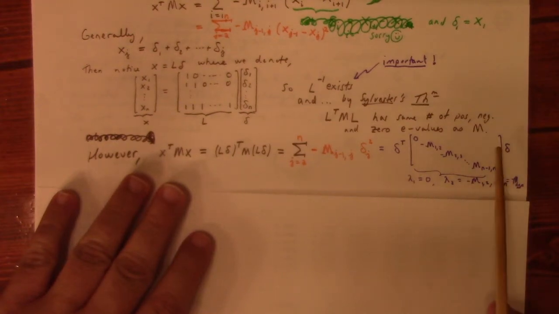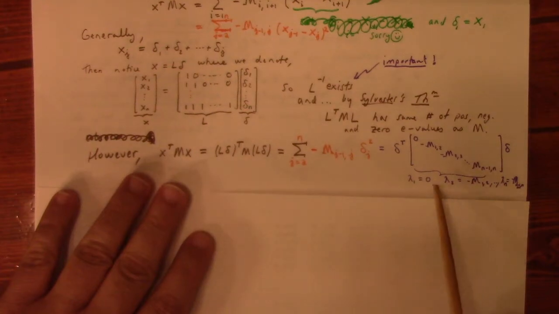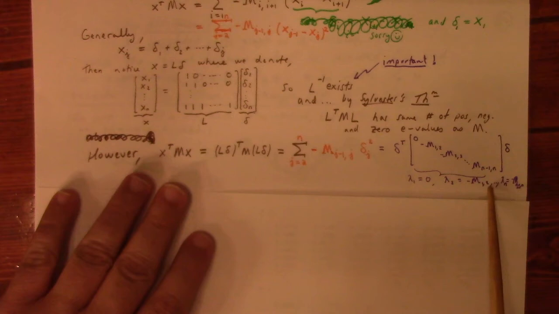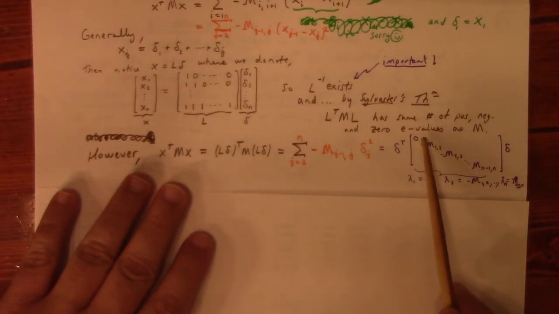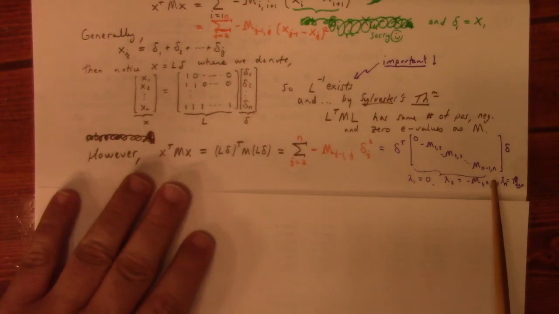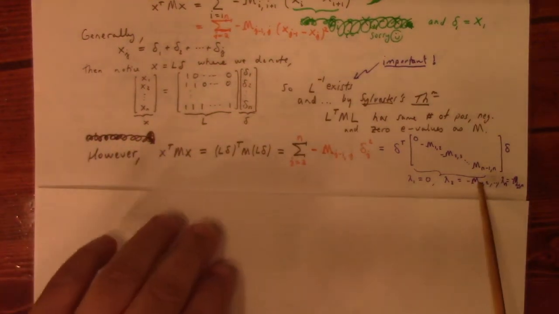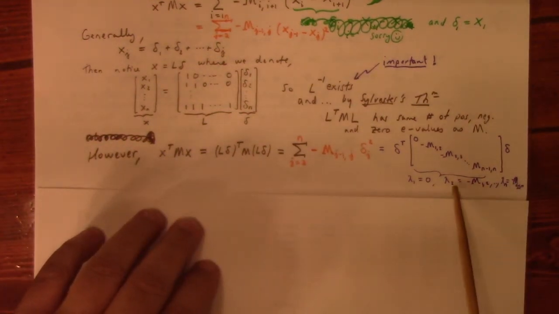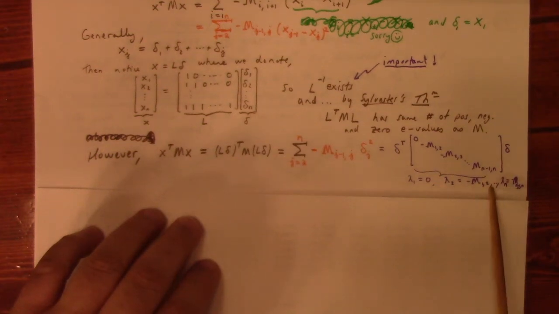And from this you can see that we have eigenvalues 0 and minus m_{1,2} all the way down to lambda n, and minus m_{1,n} with a minus up front. And so of course if the off-diagonal entries, which are these numbers, are positive, then as many of those are non-zero, that's as many as you have positive eigenvalues.